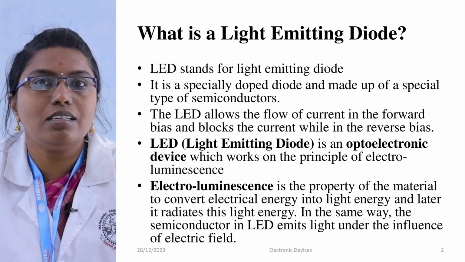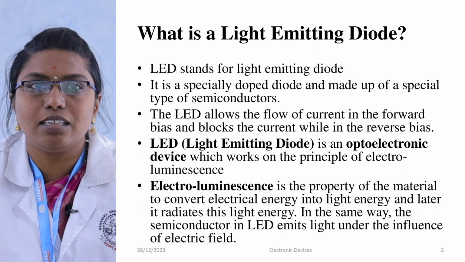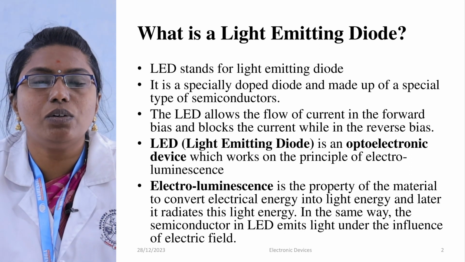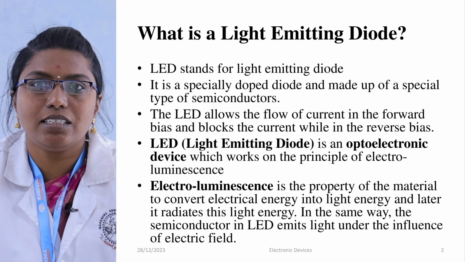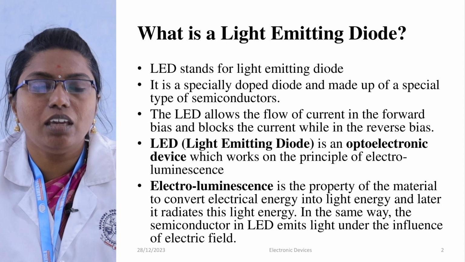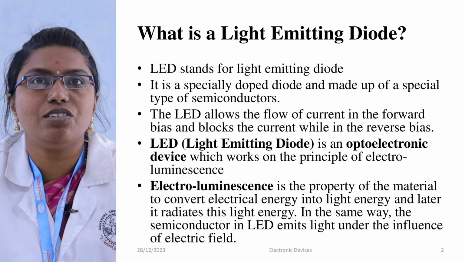Optoelectronic means it is dealing with light, to study about light. And electroluminescence is a property of a material to convert electrical energy into light energy and later it radiates the light energy. In the same way, the semiconductor in LED emits light under the influence of an electric field.